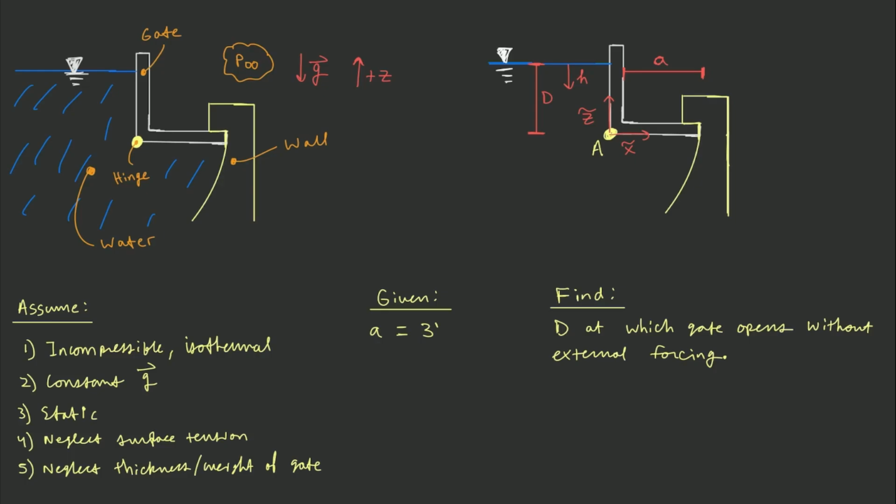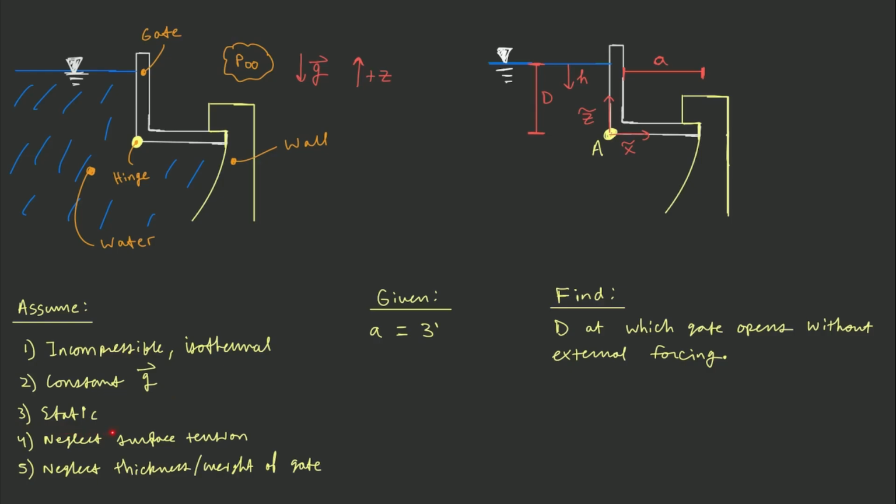Now, looking at the more specific measurements of the problem, this length here of this face is described as A. This depth, as we've already mentioned, is described as D. And we have our coordinate axes, x tilde and z tilde, as shown, originated at the hinge A. So to begin, our assumptions are: 1, we're going to deal with an incompressible and isothermal liquid, so water in this case. 2, we have a constant gravitational field.